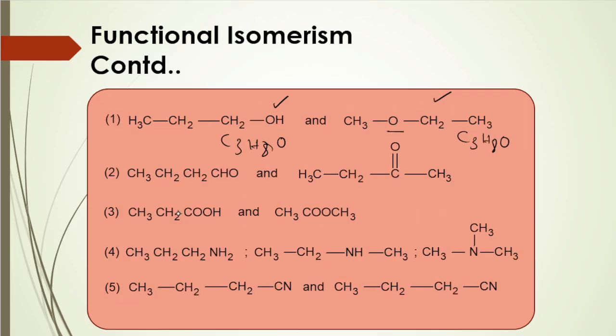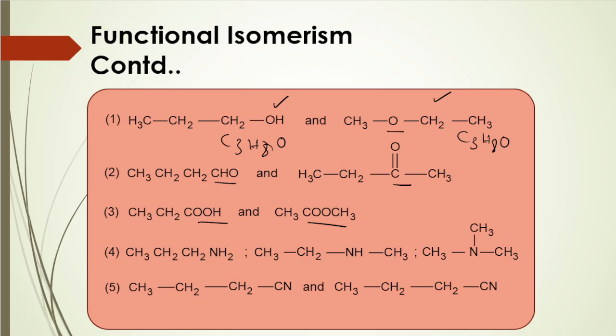You can clearly see this second example also. This is CHO, this is CO, aldehyde and ketone, having the same formula but different functional groups. Acid COOH, ester COOR. Check the carbon atoms: 3 carbon atoms, hydrogens are 6, oxygens are 2. So both are having the same molecular formula but different functional groups, hence these two are functional isomers.